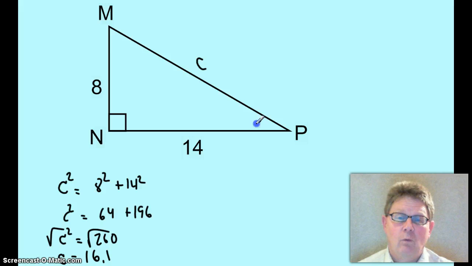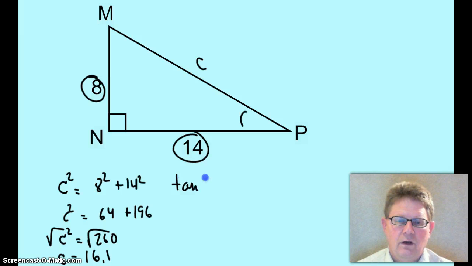All we have to do is find one angle and then subtract from 90 to find the other angle. I'm going to look at P. 8 is opposite, 14 is adjacent. That would be the tangent ratio. So the tangent of angle P equals 8 over 14.